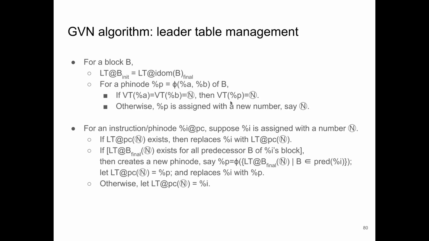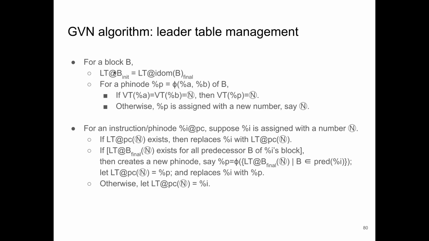And otherwise, this phi node is not analyzed well. So we are going to give a new number to this phi node, which means that this is a new value and no existing computation has a syntactically equivalent computation with this new phi node because the arguments are differing on the numbers. Okay, so far so good.